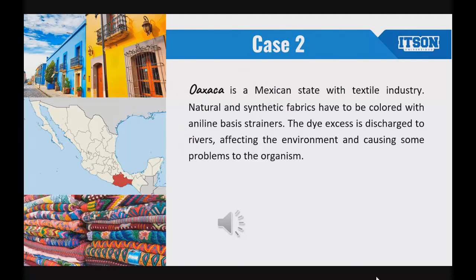The problem to solve is case number 2, which says that Oaxaca is a Mexican state with a textile industry. Natural and synthetic fabrics have to be colored with aniline-based dyes. The dye excess is discharged to rivers, affecting the environment and causing problems to organisms. Before beginning with the solution of the problem, we need to know what aniline is.